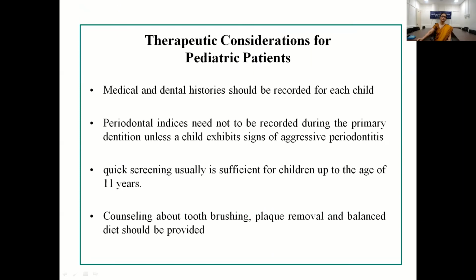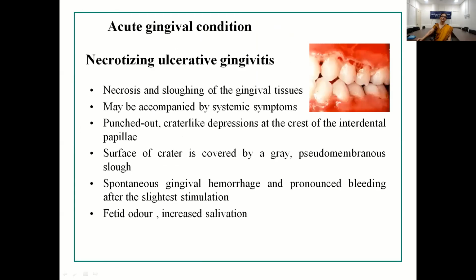Now we will see what treatment you can give to pedo patients. Medical and dental history should be recorded for each child. You need not record the periodontal indices unless it is aggressive periodontitis. Quick screening is usually sufficient for children up to the age of 11 years. But pedo patients need counseling for toothbrushing, plaque removal and balanced diet. Also counseling of the parent is needed.